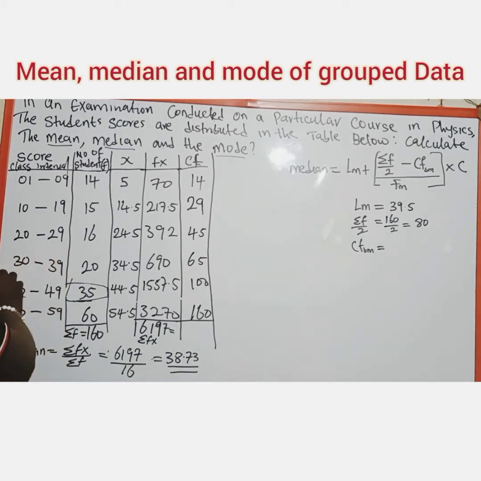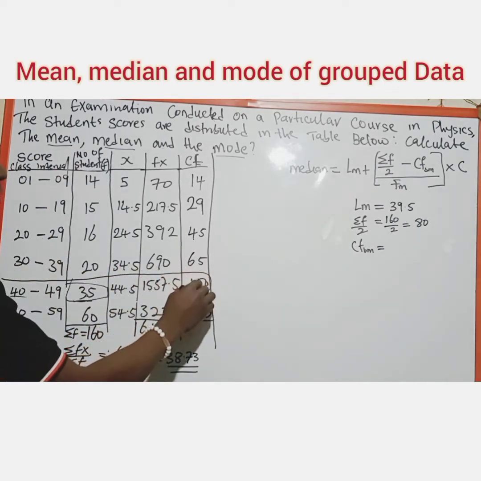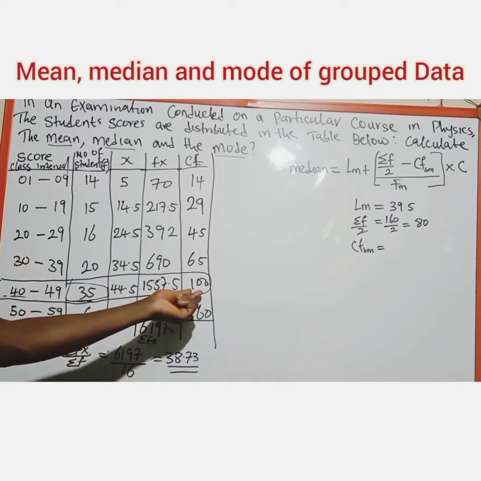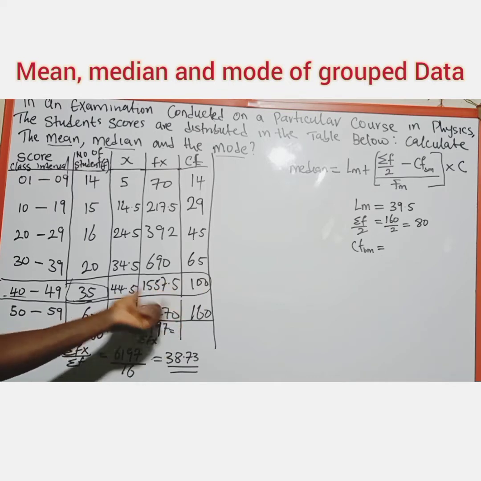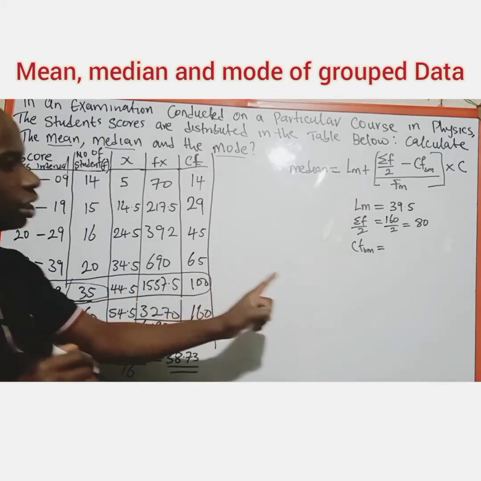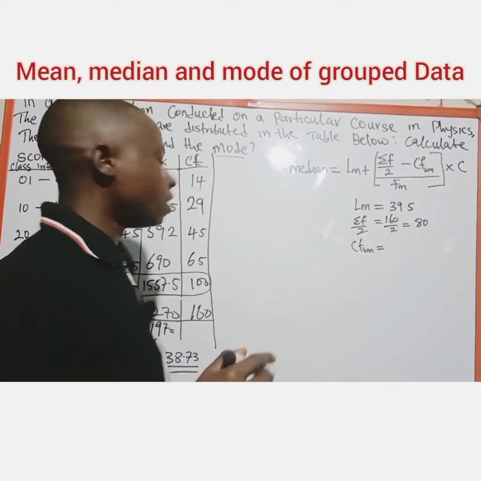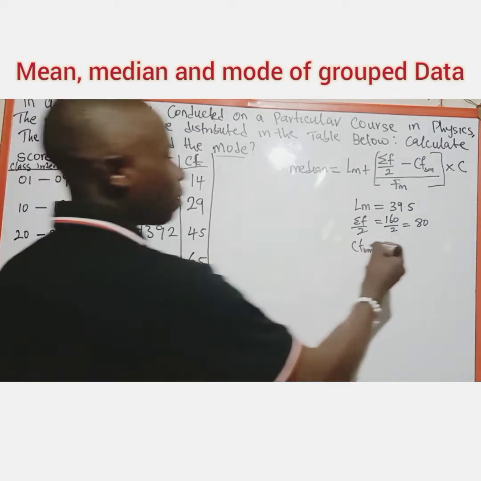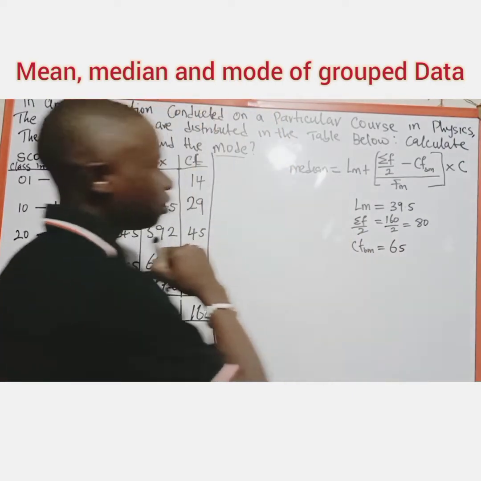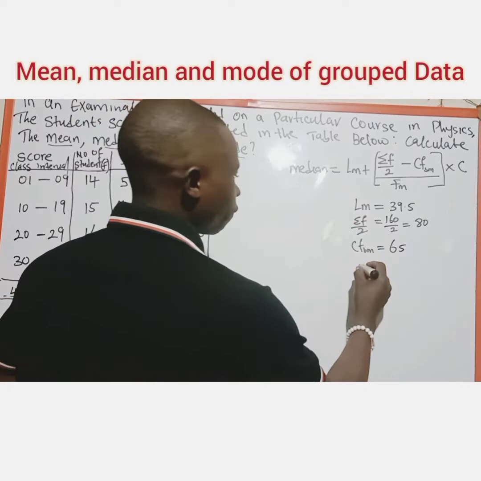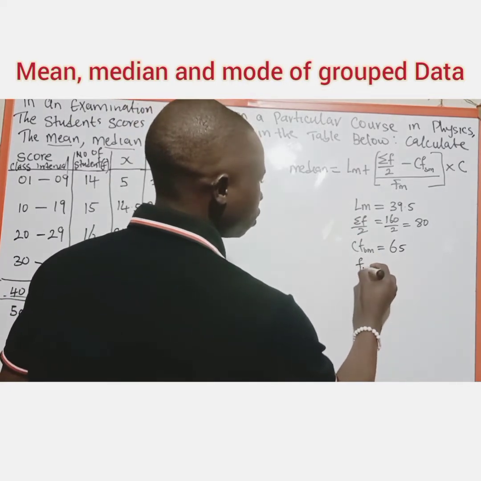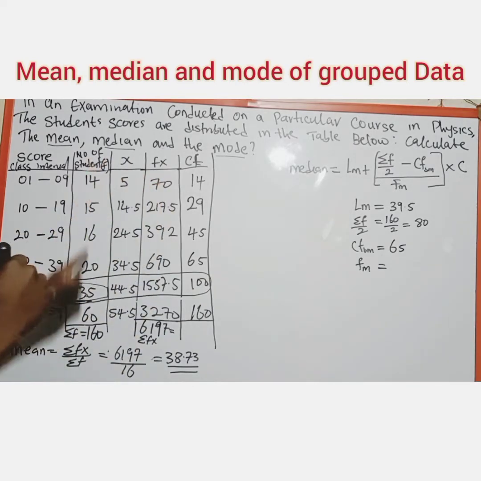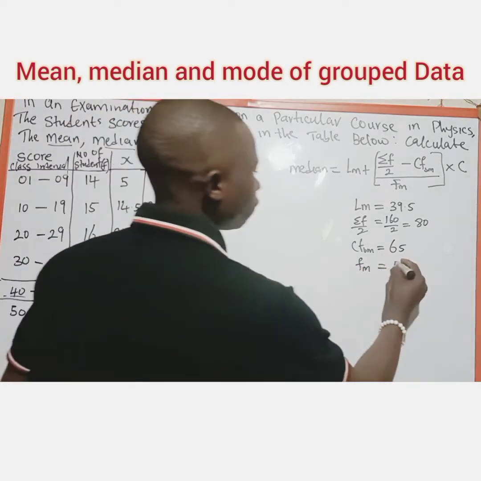Remember, we are focusing on this row because this is where we find our median class. The cumulative frequency of this median class is 100, but we need the cumulative frequency before the median. So before the median, the cumulative frequency there is 65. So our cumulative frequency before the median is 65. The next is the frequency of the median. This is where we are focusing, and the frequency of the median is 35. So we have 35 here.